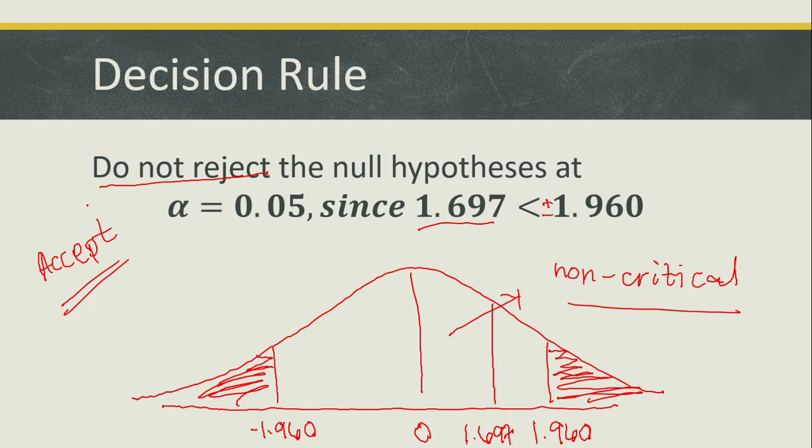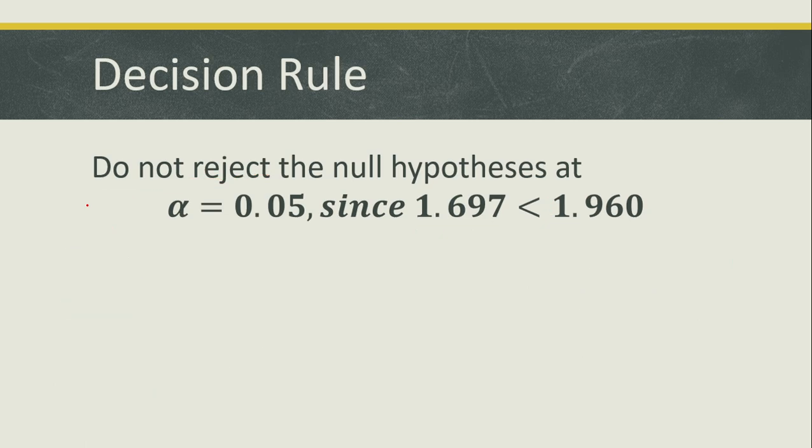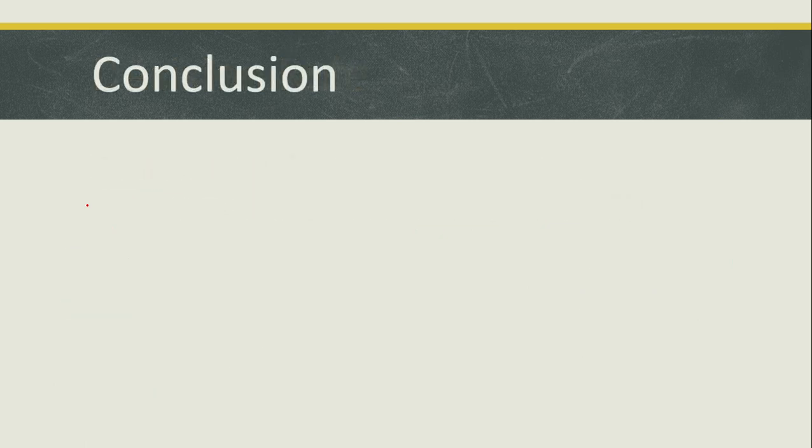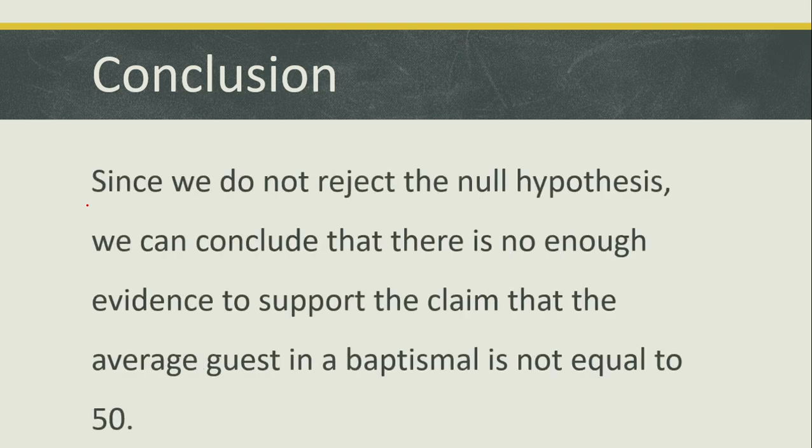Ano ulit yung inaccept natin? Alternative o null? Okay, yung null hypothesis. Conclusion. So, ito yung magiging conclusion ni sir. Since we do not reject the null hypothesis, or since we accept the null hypothesis, we can conclude that there is no, okay, hindi enough yung evidence para supportahan yung claim that the average guest and baptismal is not equal to 50. So, ganyan lang siya.